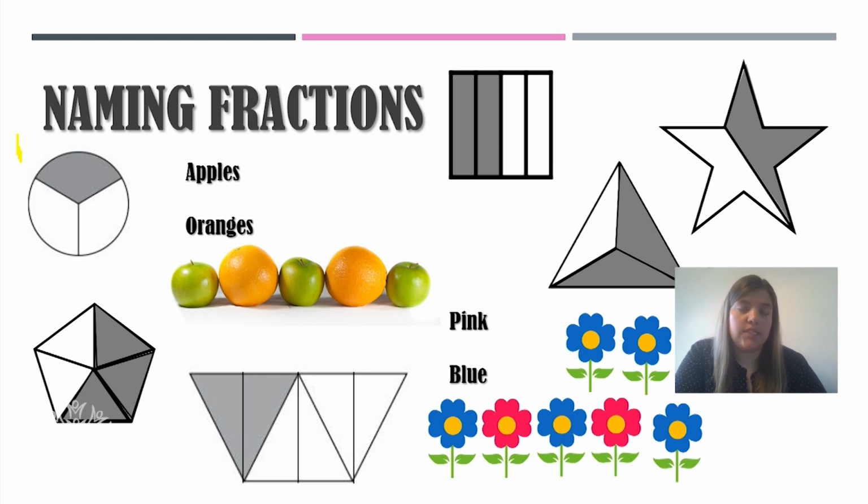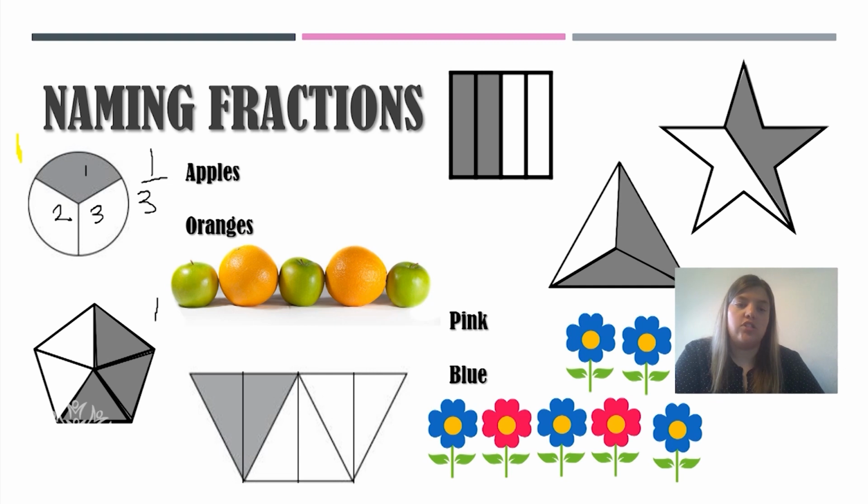So how many pieces do I have shaded? You're correct. I have one piece shaded. And how many total pieces are there? 1, 2, 3. So I would say that circle has 1/3 shaded. What about apples and oranges in this set below?